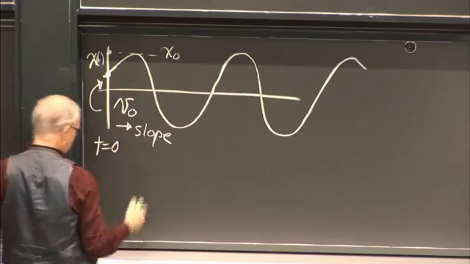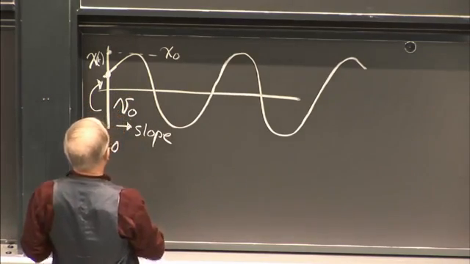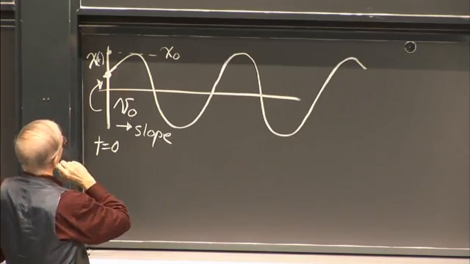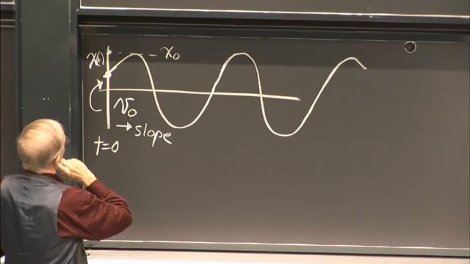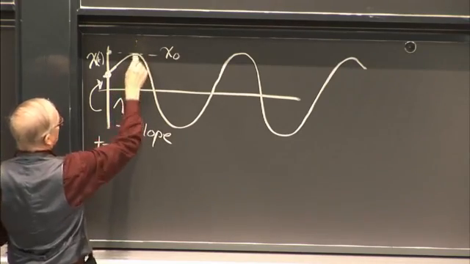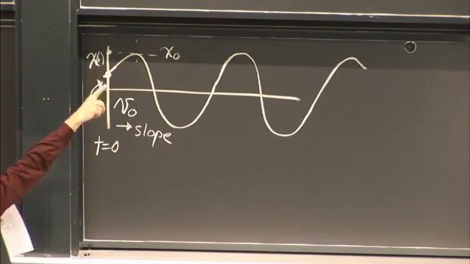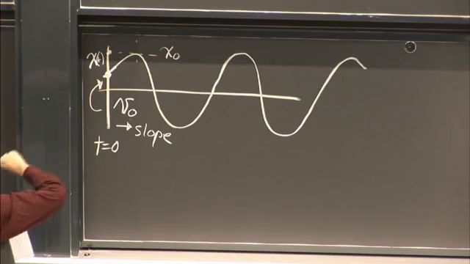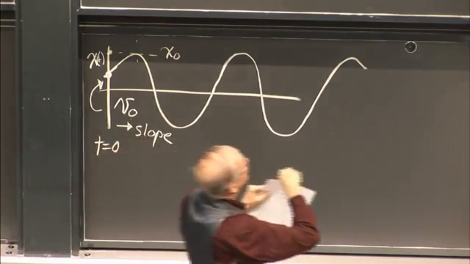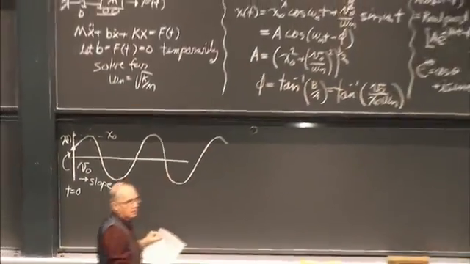This is the initial displacement. The total, written out mathematically, looks like that. And I'm plotting this function A cosine omega t minus phi.